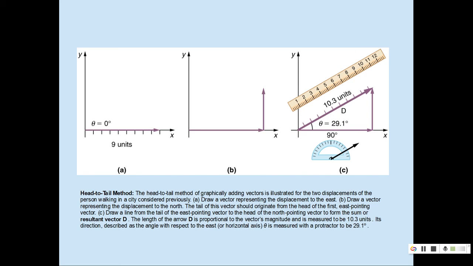Again, we have our first vector here, 9 units to the right in the positive x direction. Then we have our second vector that we're going to add, which is 5 blocks in the positive y direction. If we add those together, essentially you are drawing them tip to tail. The head to tail method of graphically adding vectors is illustrated for the 2 displacements of the person walking in the city considered previously.